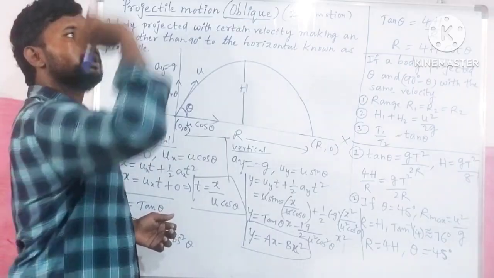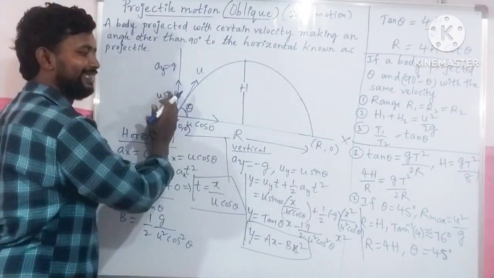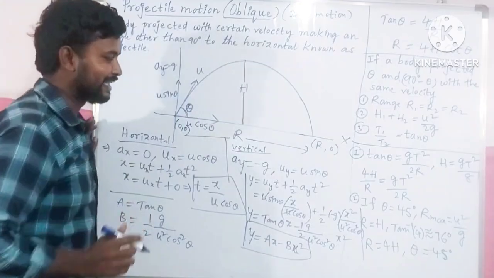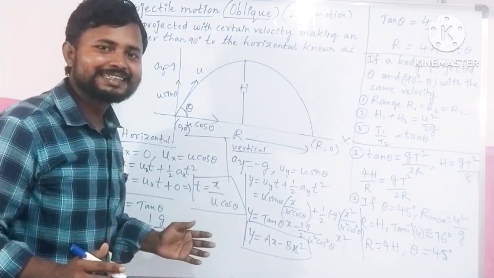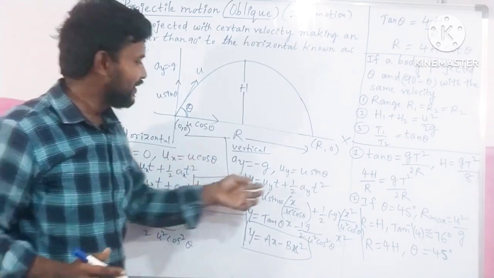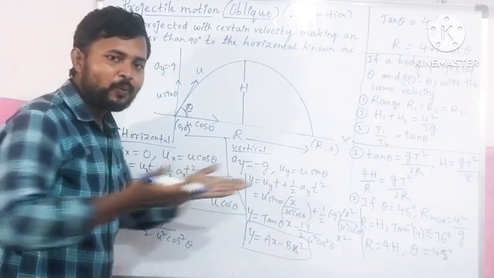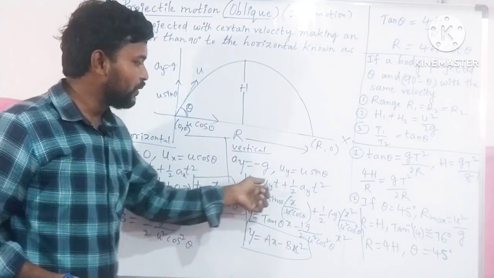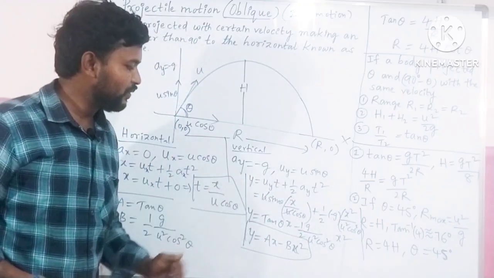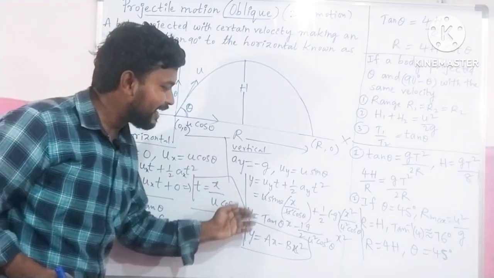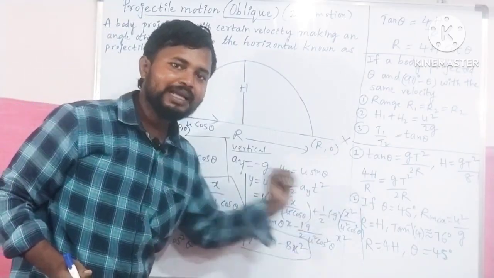Next, when you throw the object, it covers some displacement in the y direction, that is the vertical displacement. The acceleration in the vertical direction is minus g, and the velocity in the vertical direction is u sin theta. So displacement in the vertical direction is y equals uyt plus 1 by 2 a t square. When you put the t value, you get y equals tan theta into x minus 1 by 2 g by u square cos square theta into x square.